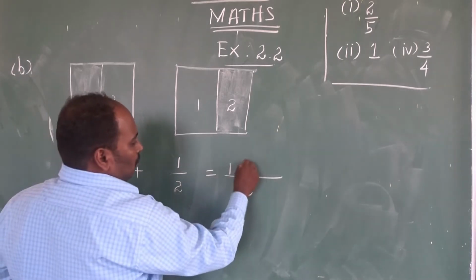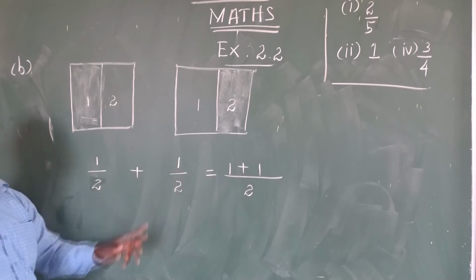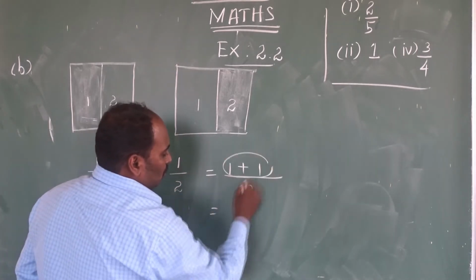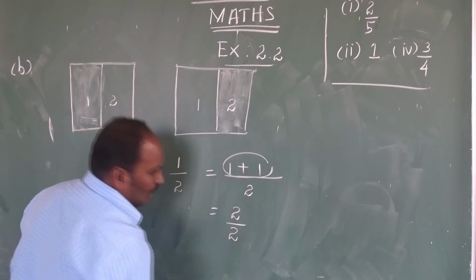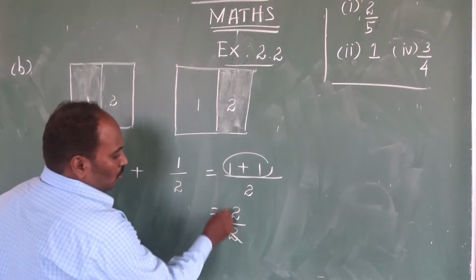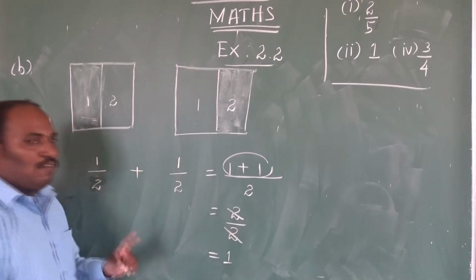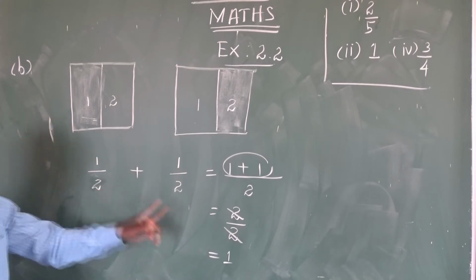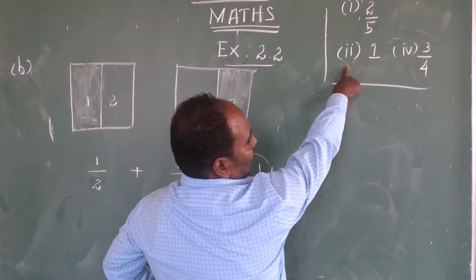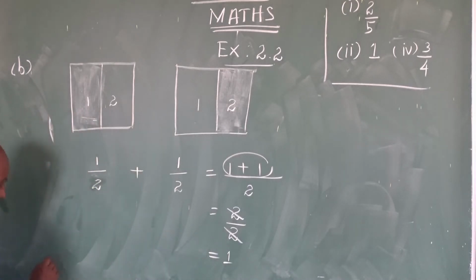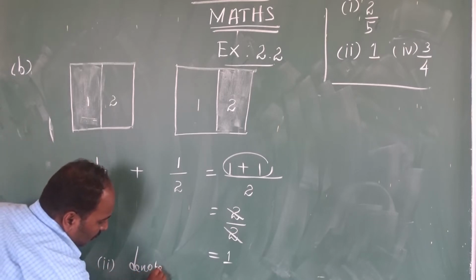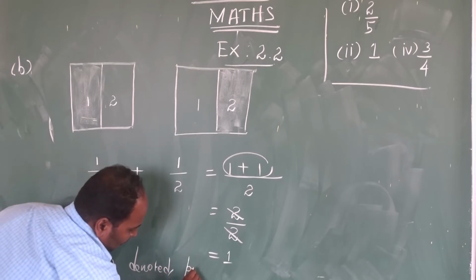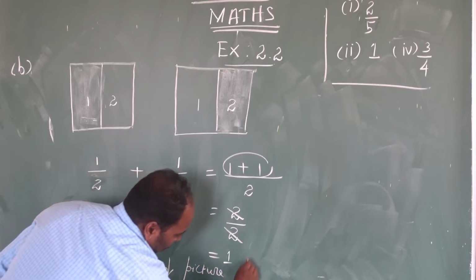Plus, 1 plus 1 is equal to 2, and then divided by the denominator, which is also 2. 2 cancels, remaining 1. The answer is 1. The B answer is 1. Listen here. The second part is denoted the picture B.